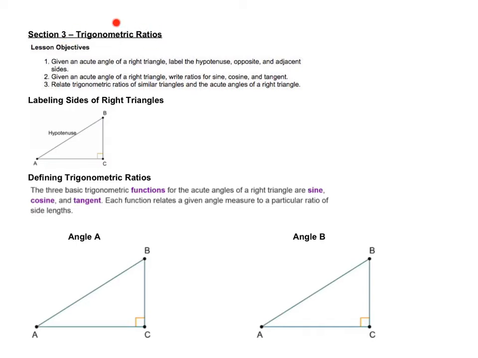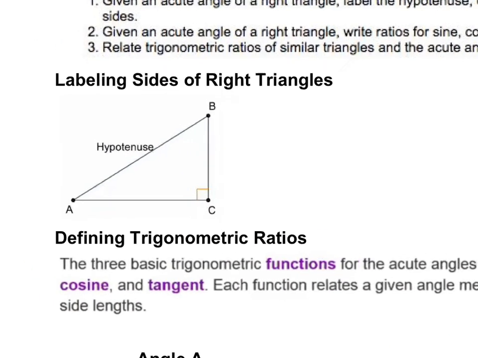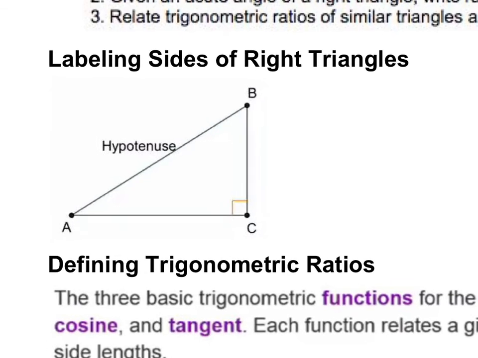Trigonometry is the study of right triangles, is how I think of it, and using right triangles to find other measures of a triangle. Okay, so let's talk about the first thing real quick, which is labeling the sides of right triangles.